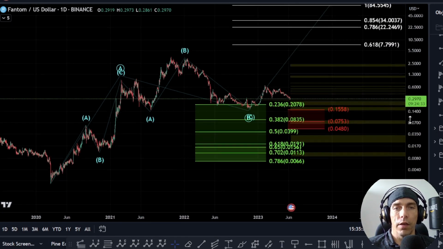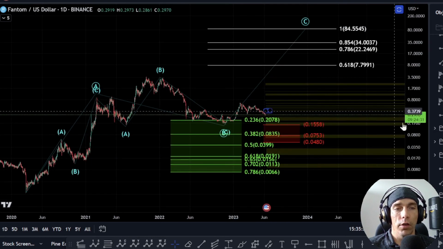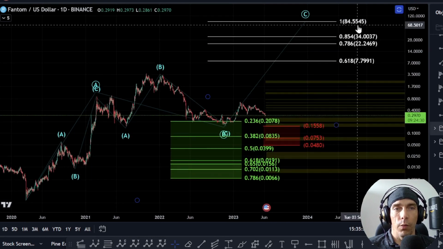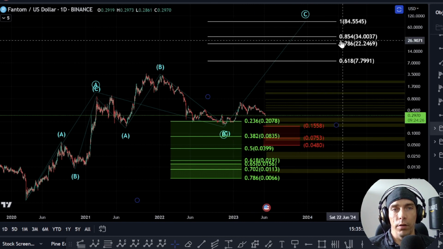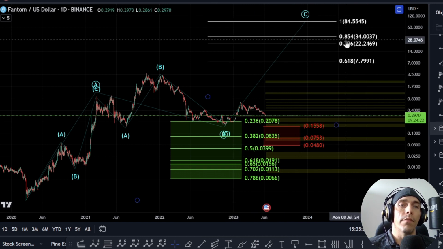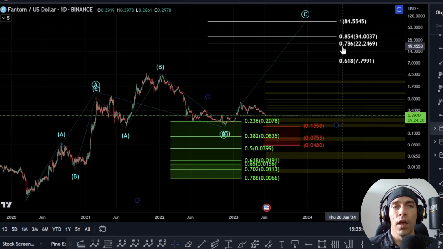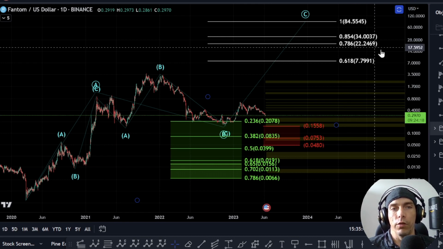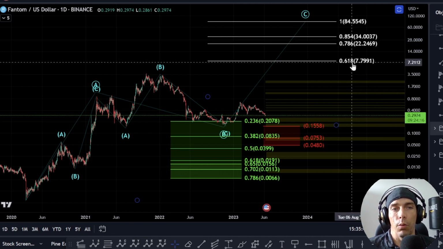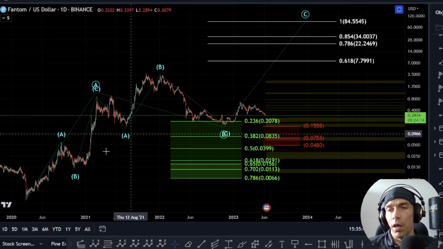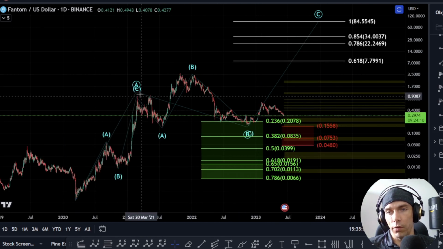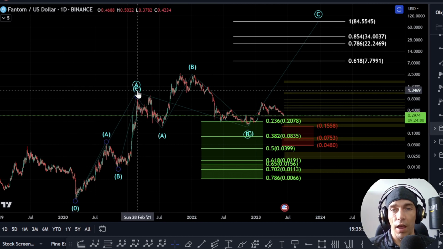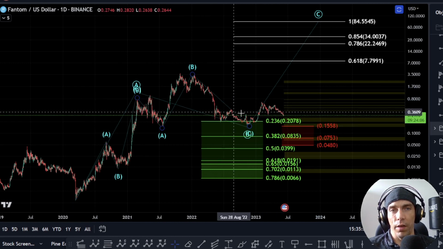Now, if this is the case, a potential target here would actually be this 84.55 at a 1-to-1. Now, if we did see a lower target, we would be looking for that 0.854 here at this $34, this 0.786 at this $22, and then the minimum requirement would be this 779. So it is possible that this B wave could drag out, but in relation to the time that it took this, if we're looking at this as an A wave, I would say that it was probably completed.